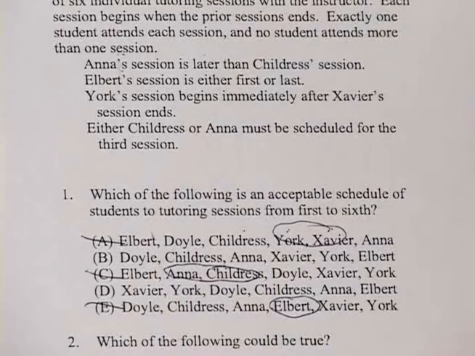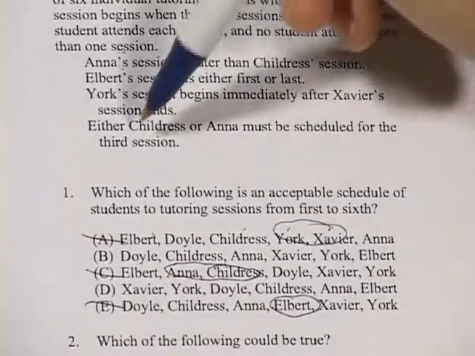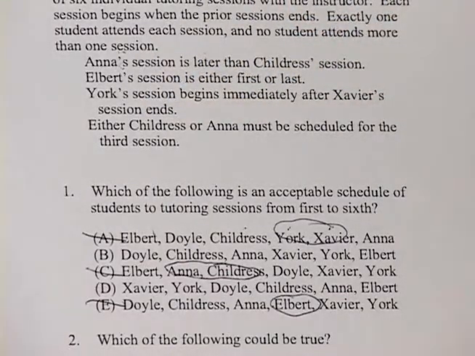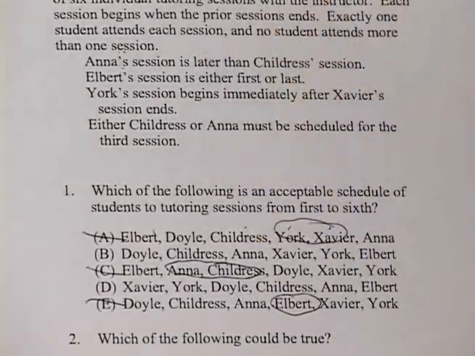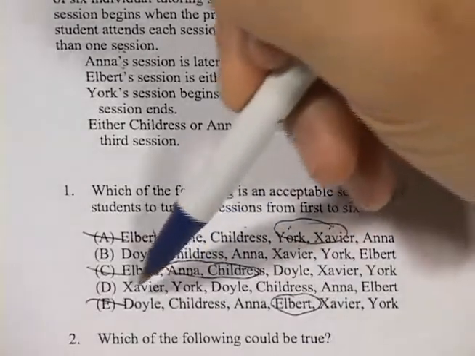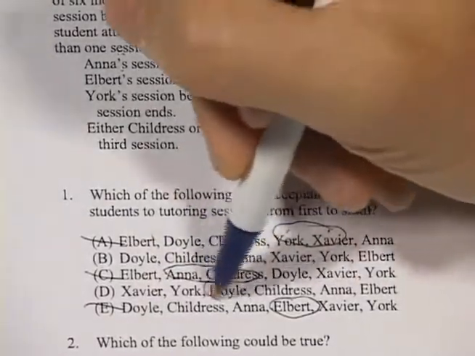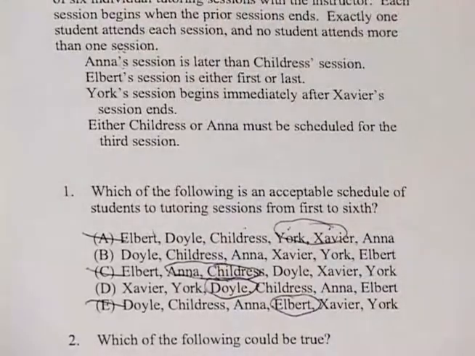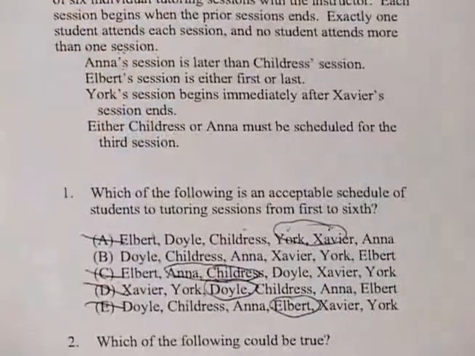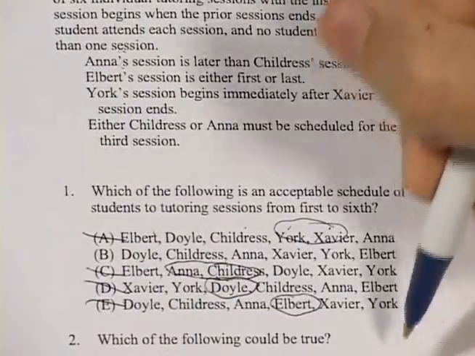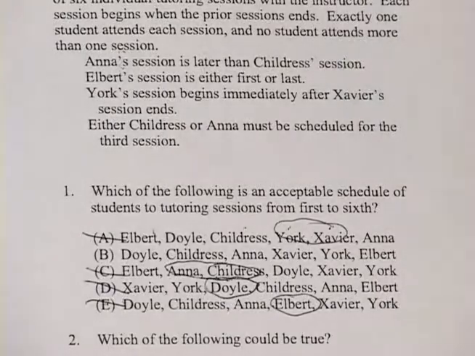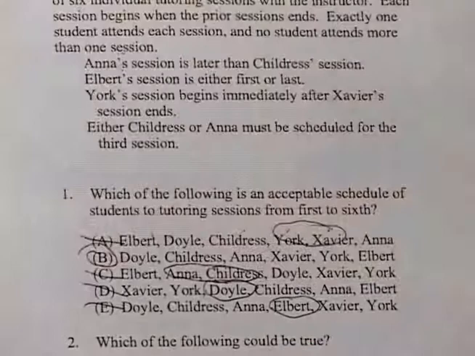Finally, use the 4th rule. It says that either C or A must be third. Check the 2 remaining answer choices. Here, A is third, so that's okay. Here, neither C nor A is third, so that's wrong. Cross it off. So we used these 4 rules to eliminate 4 answer choices. By process of elimination, we discovered that the correct answer is B.